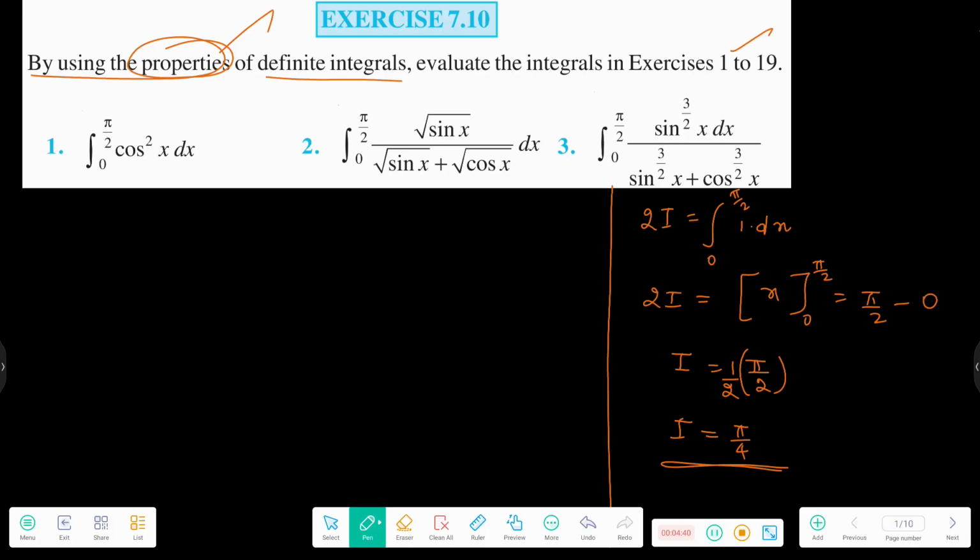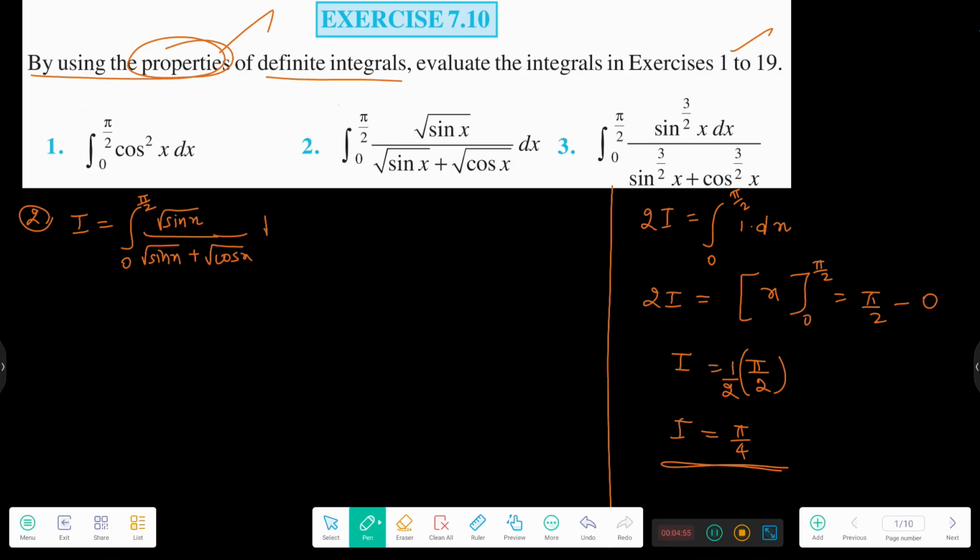Let me start the second one. I is equal to integral from 0 to pi by 2 of root sin x divided by root sin x plus root cos x. This is the question I am taking as I.